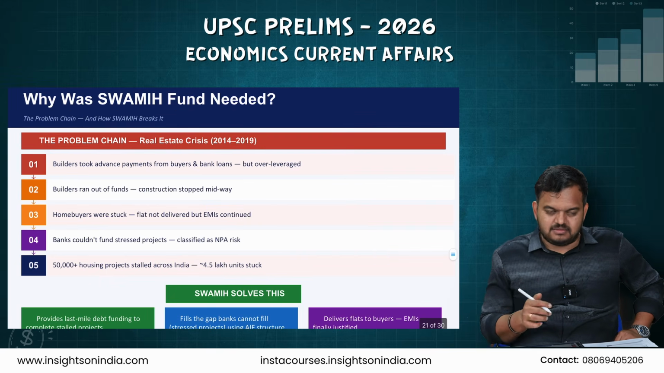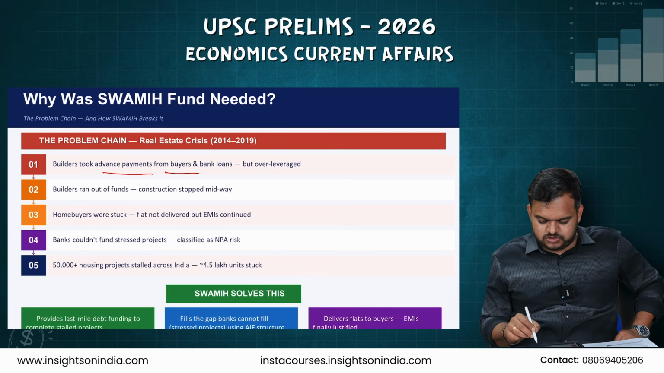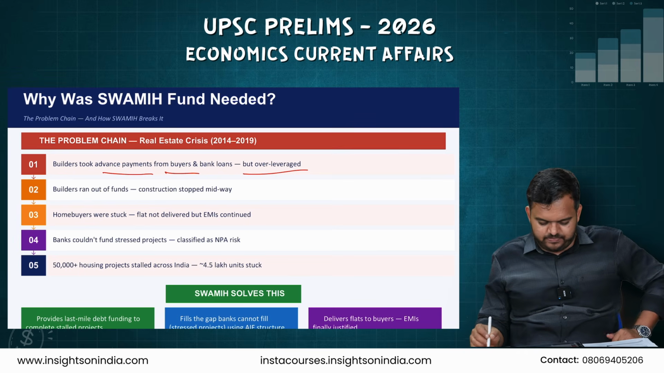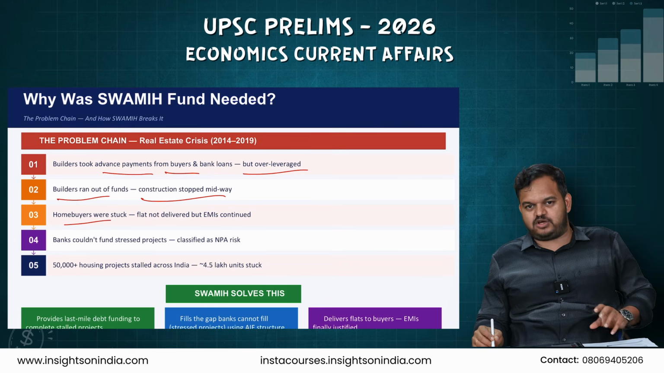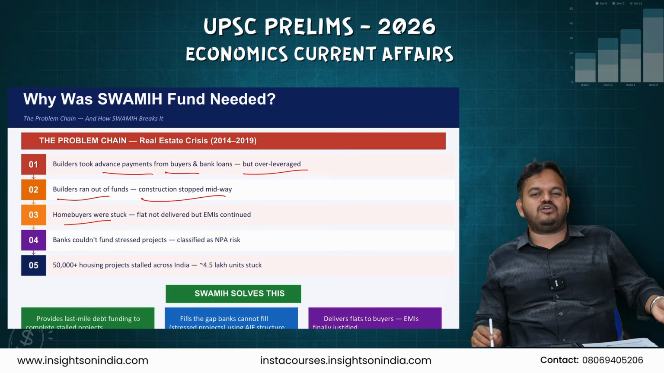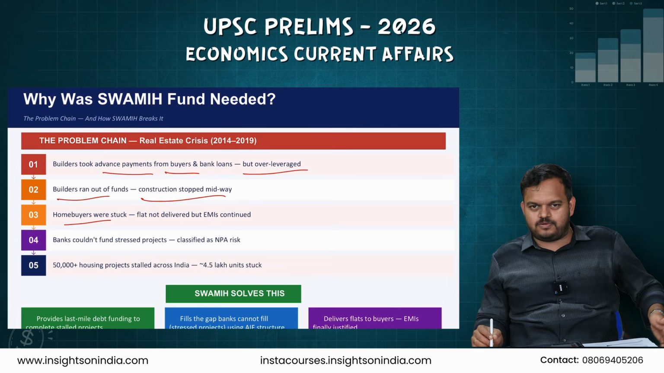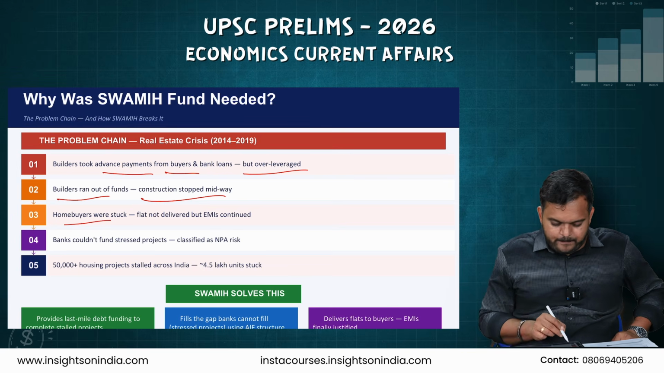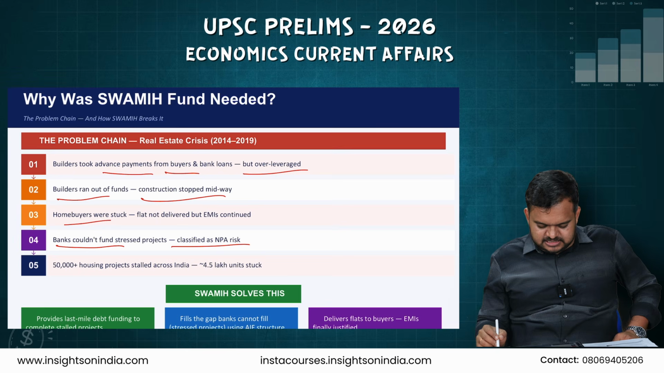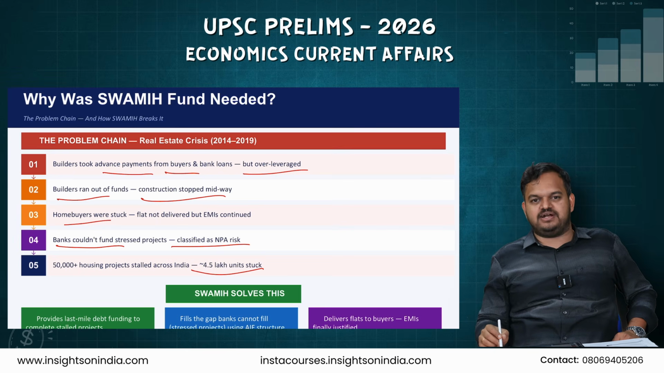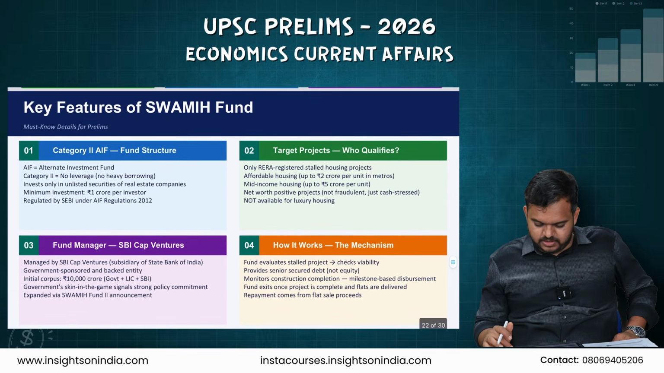So, why was the SWAMIH Fund needed? Again, not for prelims, but maybe if you want to understand better. Builders took advance payments from buyers and bank loans, but were over-leveraged, meaning higher interest rates. Builders ran out of funds and construction stopped midway. Home buyers were stuck because they had given some advance money and were not getting possession of their homes. They would have also taken some home loan. Builders also would have taken some bank loan, and they are also not able to complete the project. Banks will suffer, as they could not fund stressed projects classified as NPAs. Likewise, nearly 4.5 lakh units of homes are stuck. So to solve this problem, the SWAMIH Fund has been introduced.